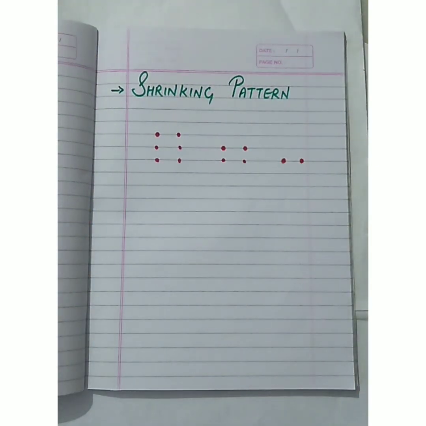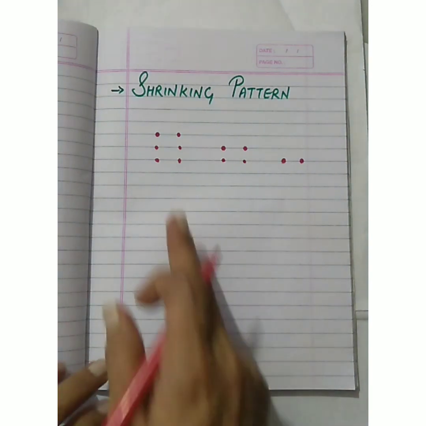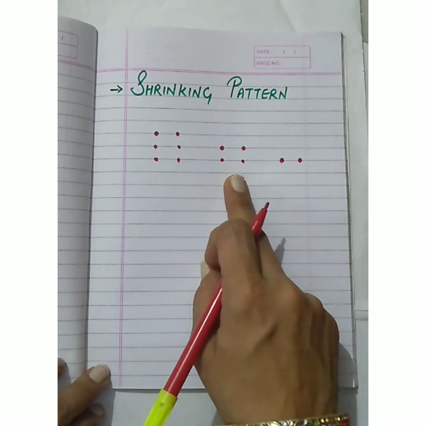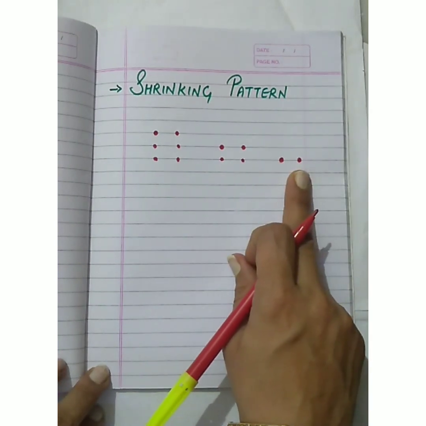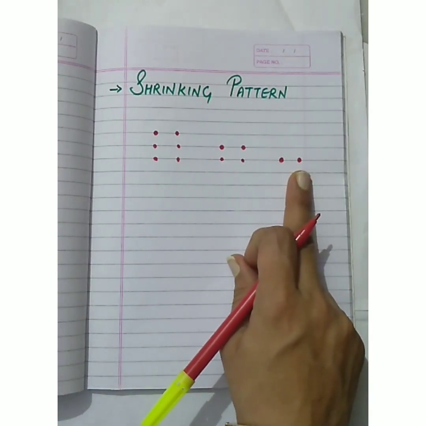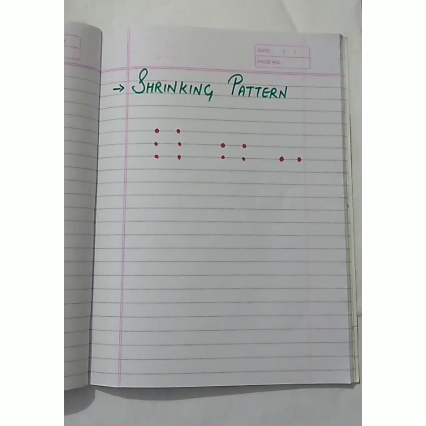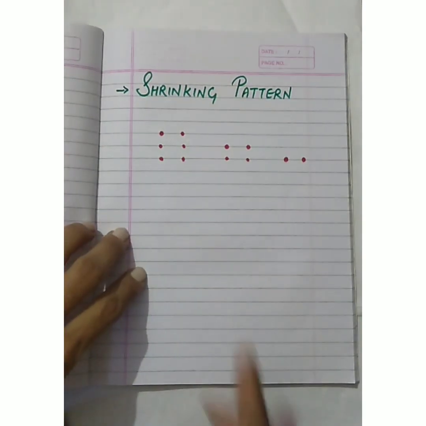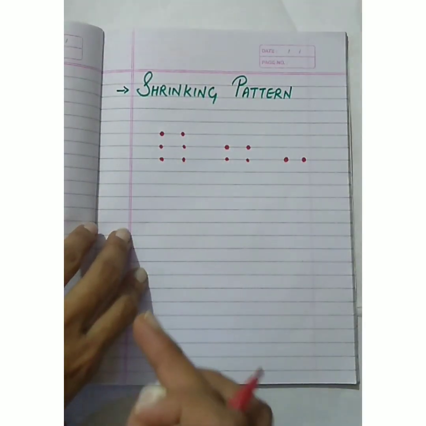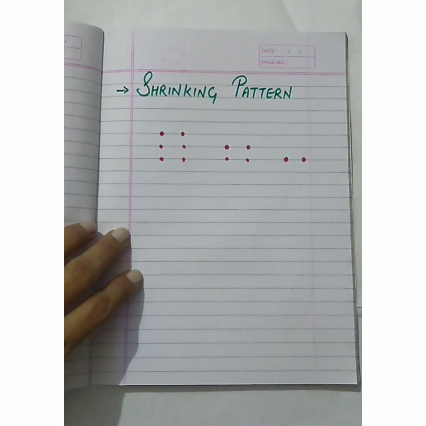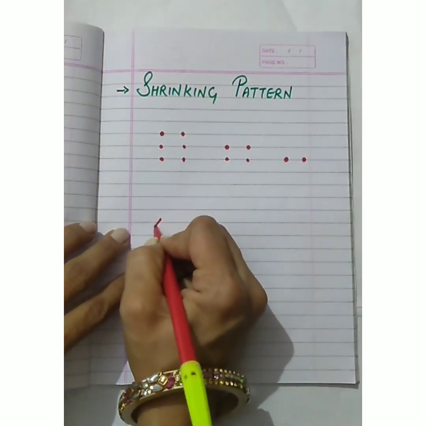So this tells us about a pattern in a decreasing manner. Here it was 6, here it was 4 and here it was 2. So every time the pattern decreased by 2. Here the pattern is shrunk by 2 numbers. Okay, let's see one more example.